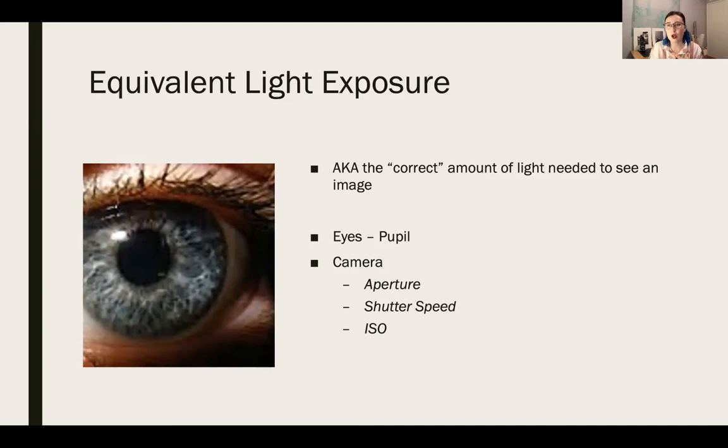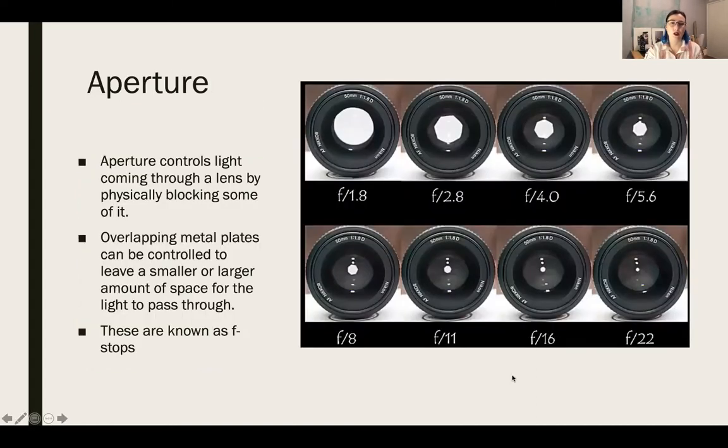With our camera, we have to manually do that. And we can do that by adjusting the following: aperture, shutter speed, and ISO. If any of those sound foreign to you, don't worry, I will explain them. Okay, but those are the variables by which we can manipulate and create equivalent light exposure, aka a correct image. Okay, number one is aperture.